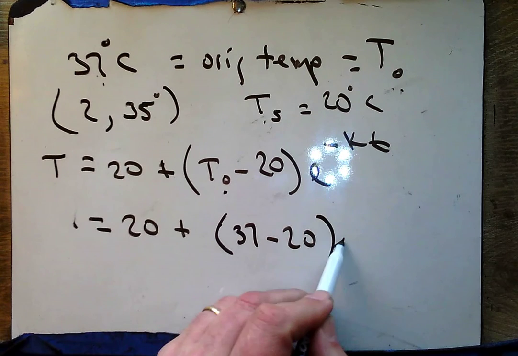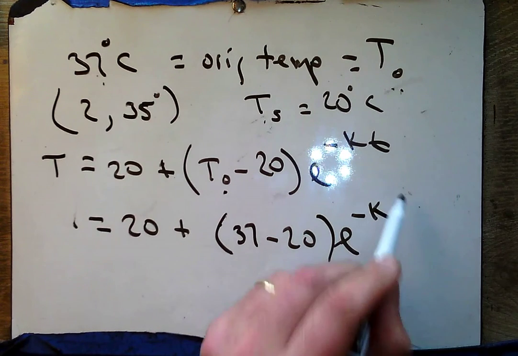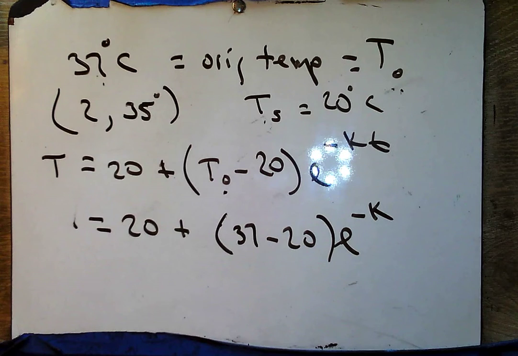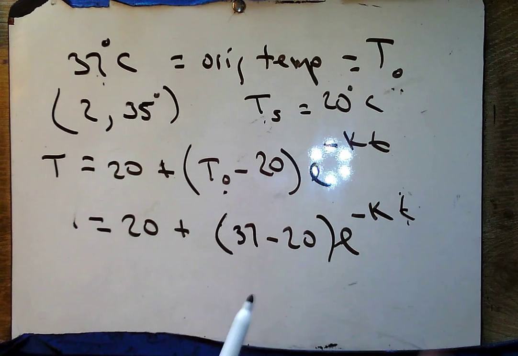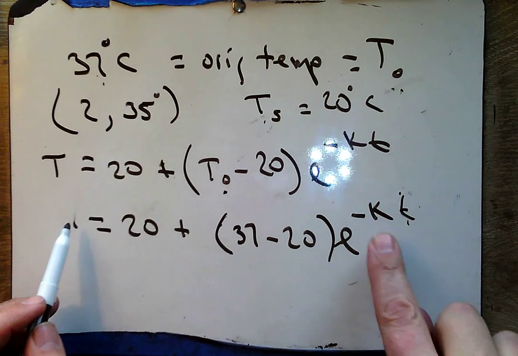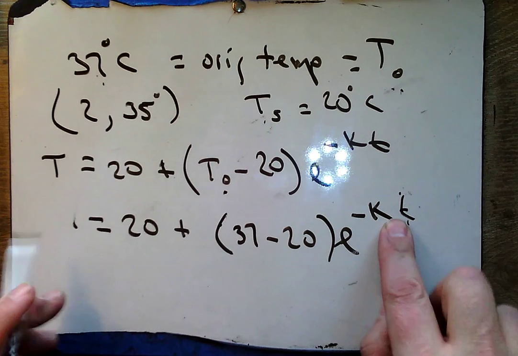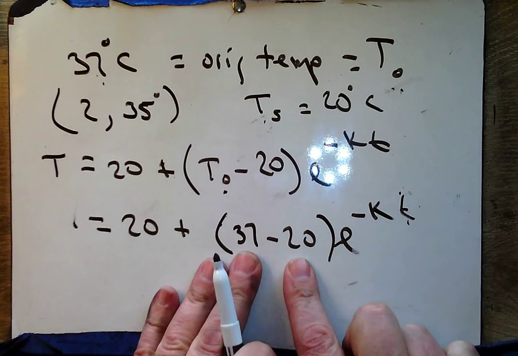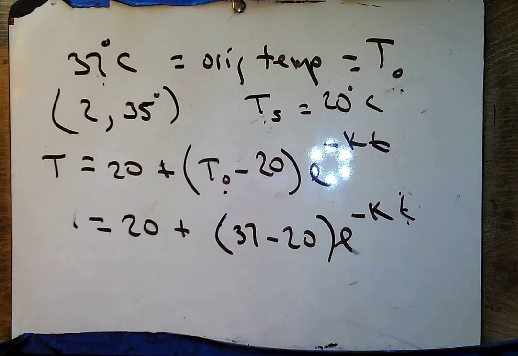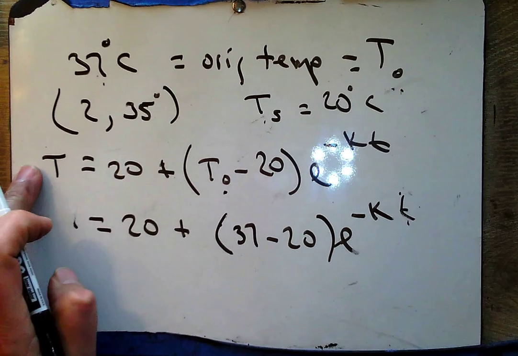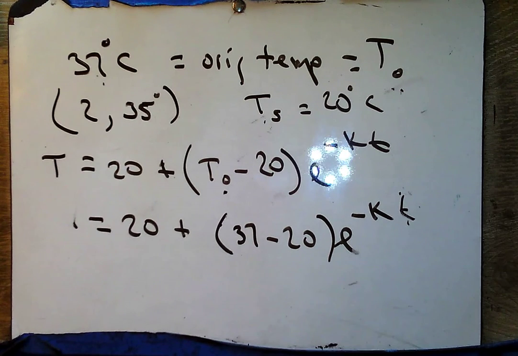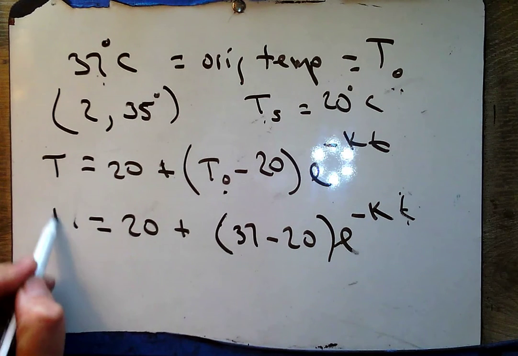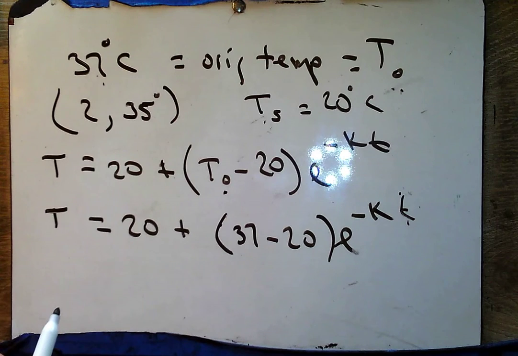37 minus 20 is 17, so 17 e to the minus k. Is that going to work? Yeah, that's going to work. Because look, if I put a 0 in here, then I have e to the 0, which is 1. 1 times this is 17. 17 plus 20, 37. So, yeah, the temperature will be 37 when we plug a 0 in here. Great. So, I've got this model now.